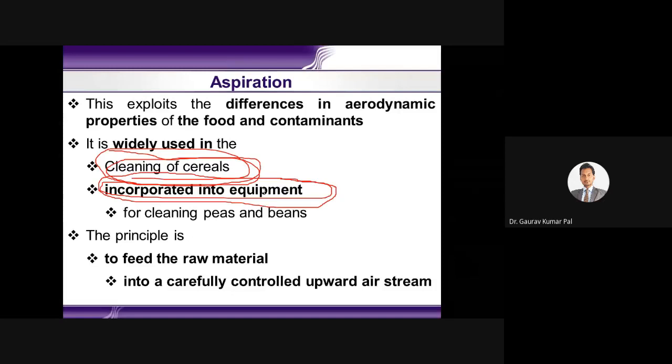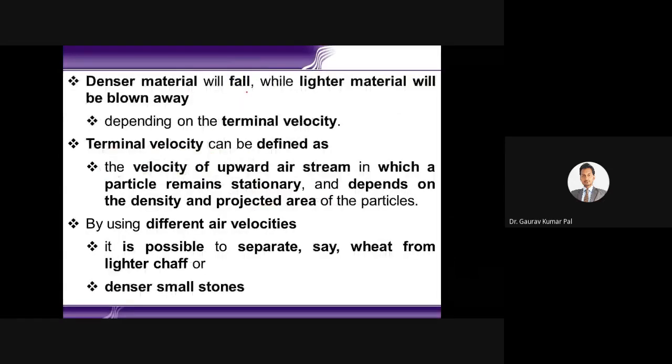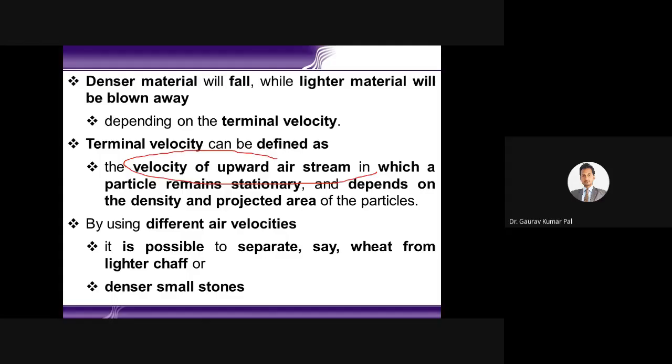Right? So whatever denser material is there will fall, and whatever lighter material is there will be blown away, and it also depends on the terminal velocity, how much terminal velocity you are going to give for that upward stream. How can you define the terminal velocity? Terminal velocity is the velocity of the upward air stream in which the particles remain stationary, and it depends on the density and the projected area of the particles. How much density it has and how much area it occupies. It depends on that. Okay.